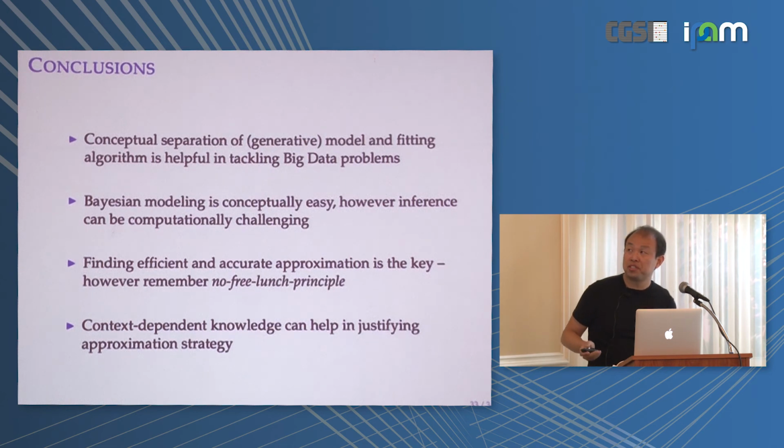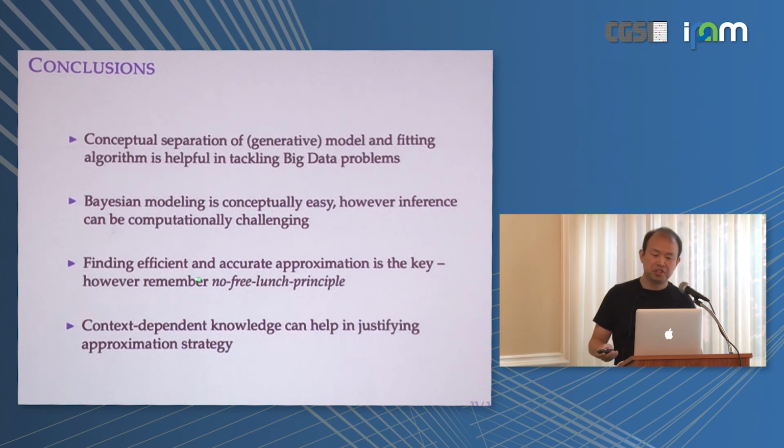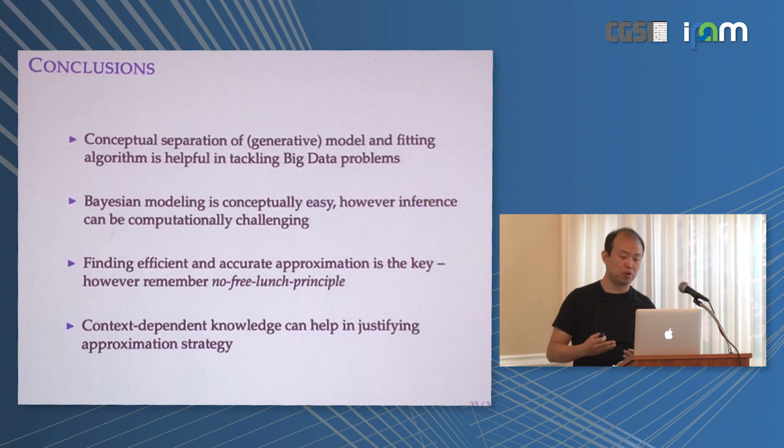The Bayesian model is conceptually very easy. However, inference is computationally challenging. So you may need to go beyond the traditional way of thinking; maybe MCMC is not the only solution. You need to take some context-dependent information and try to find a solution that's feasible for your problem. So instead of using a generic tool, you do a little bit of context-dependent innovation. This summarizes the so-called no free lunch principle: finding an efficient, accurate approximation is the key.